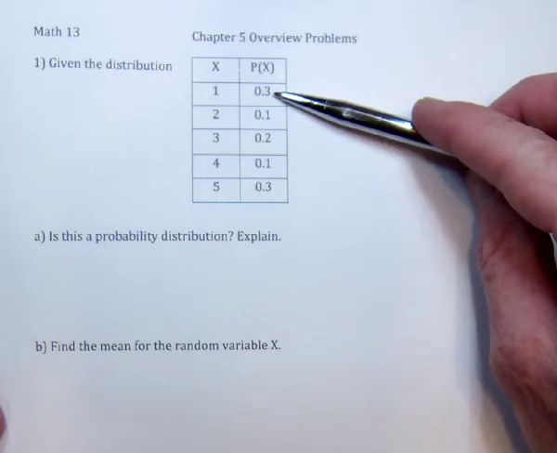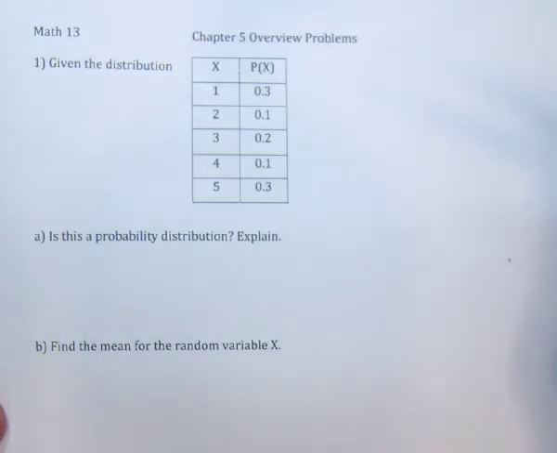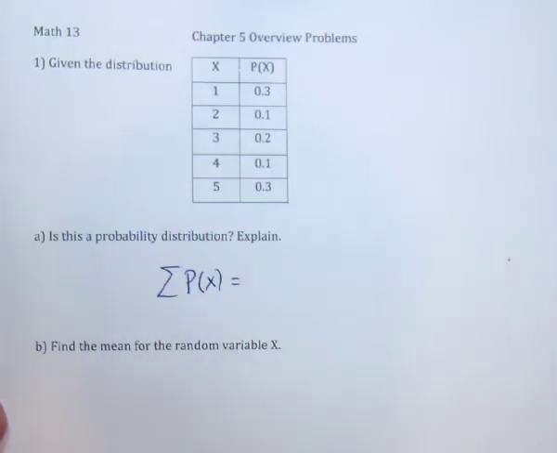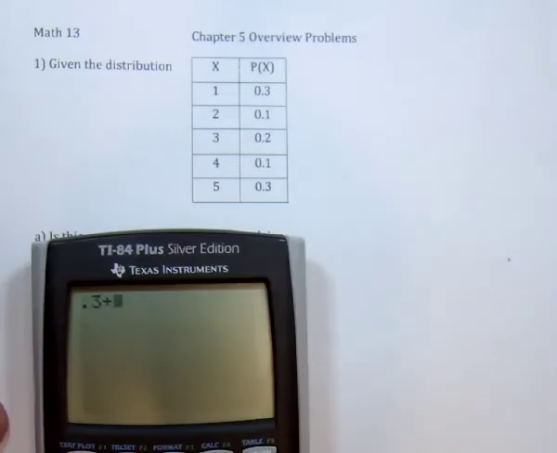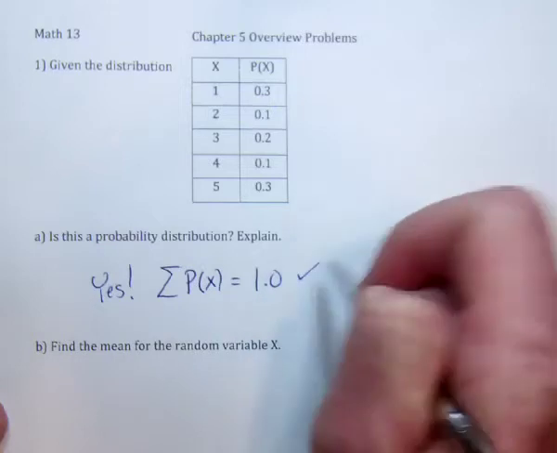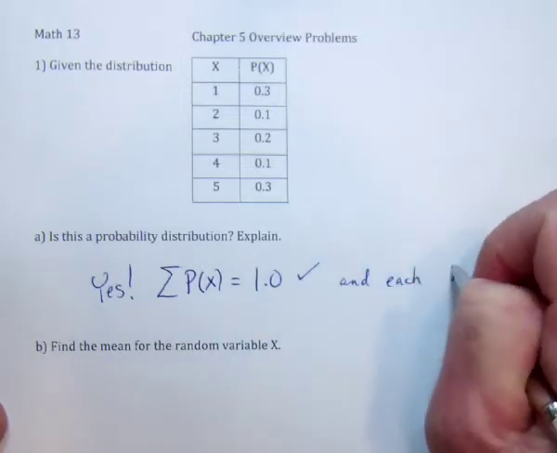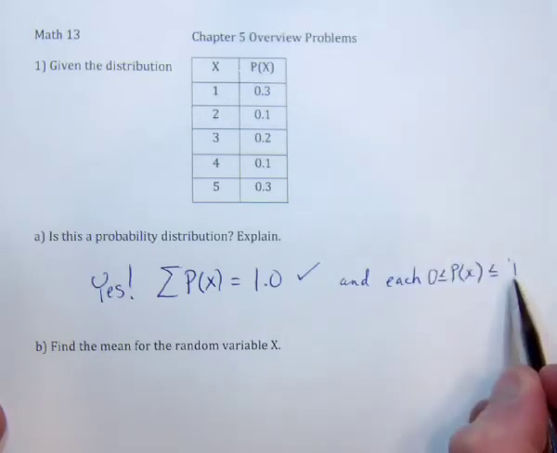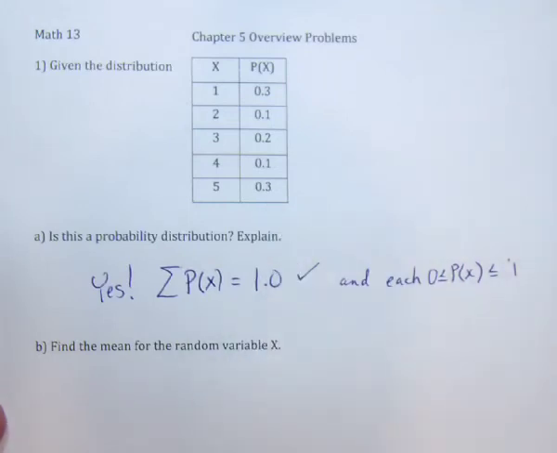The next thing you have to check is that when you add these up, it adds up to 1, or in other words, 100%. So the sum of the px's equals, let's see, 0.3 plus 0.1 plus 0.2 and 0.1 and 0.3 equals 1.0, so it passes. So each probability is between 0 and 1 in decimal form, and they add up to exactly 1.0, or in other words, 100%. Next, find the mean for the random variable.